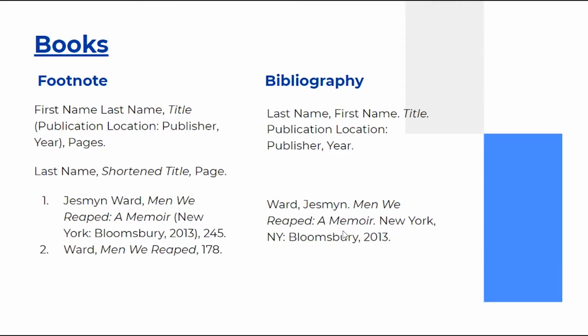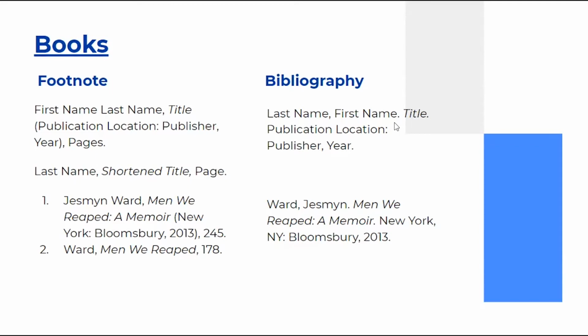Bibliography entries are going to look very, very similar to your footnotes or your endnotes, which means it's really important that you're very careful. One of the biggest differences is that you're going to invert the name. So instead of first name, last name, in the bibliography you'll do last name, first name, and then organize the bibliography by last name.